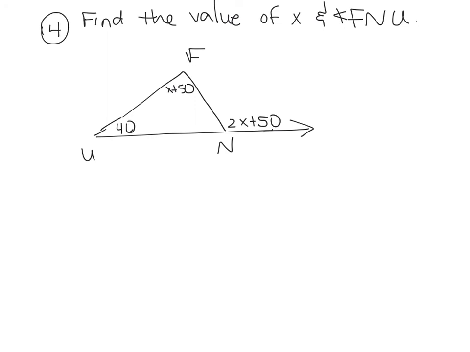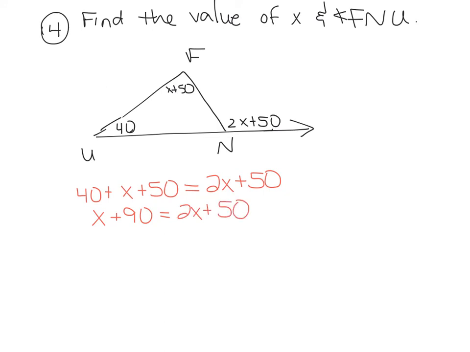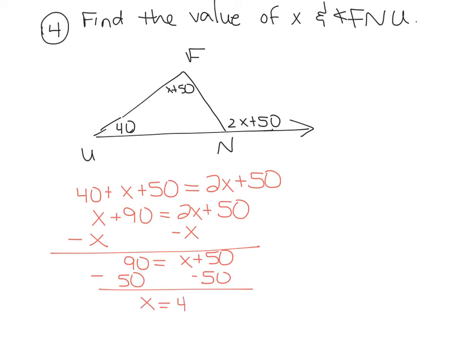Well, it said the measure of our exterior angle is equal to the sum of the measures of the remote interior angles. Therefore, we can set up 40 plus x plus 50, that's my remote interior angles, equal to 2x plus 50. And now we just work our algebra. X plus 90 equals 2x plus 50. Subtract x from both sides, we get 90 equals x plus 50. Subtract our 50. And x equals 40.